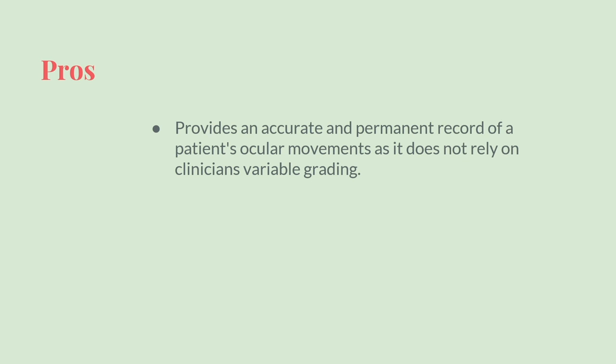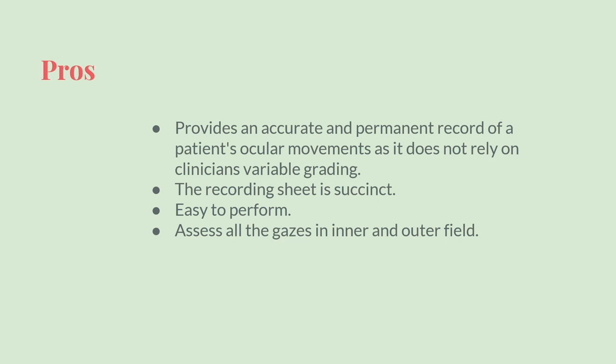The advantages of the Hess screen are that it provides an accurate and permanent record of patients' ocular movements. This is beneficial as it allows comparison of patients' results and ocular movement changes over time. The recording sheet is succinct, which makes it easy to interpret and is able to be used to explain and educate patients of their deviation. It is easy to perform and the test is not difficult to learn, so it is able to be performed on children and the elderly. All positions of gaze can be assessed and the field can be measured not only in 15 degrees but 30 degrees as well.